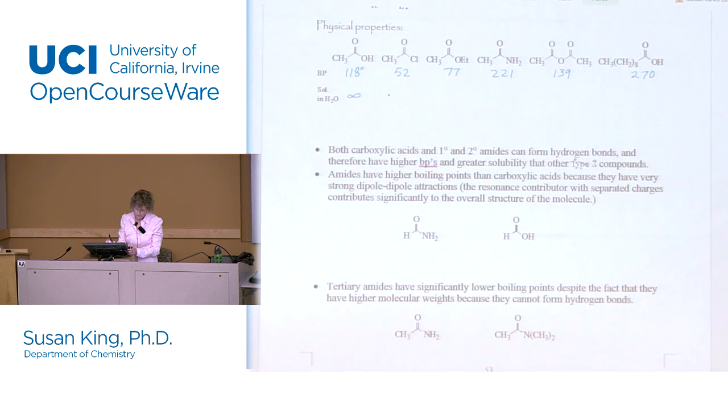Infinitely soluble for acetic acid. Acid chloride reacts violently with water, so we can't really measure its water solubility, right? We'll talk about the product that you get when that reacts violently with water. An ester with an ethyl group, 8.6 grams in 100 grams of water. Amide, 97.5 grams in 100 grams of water.